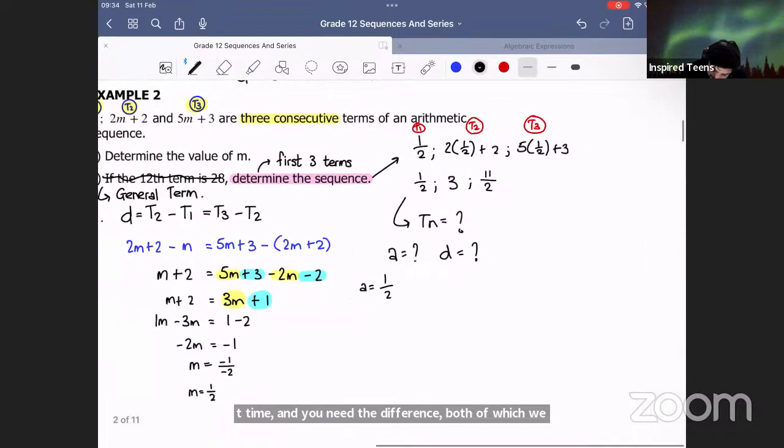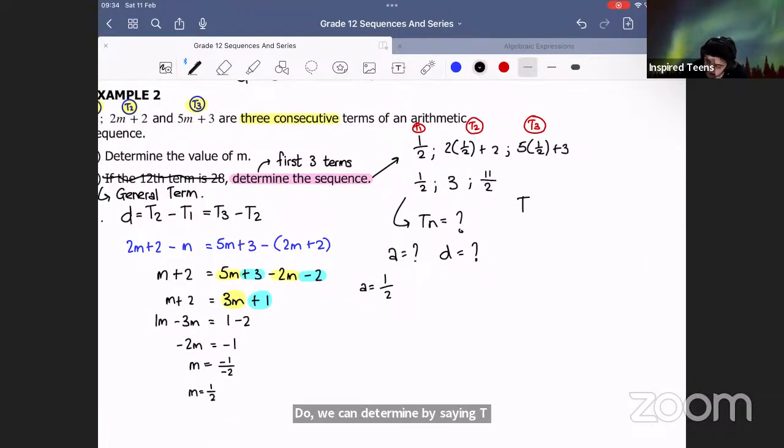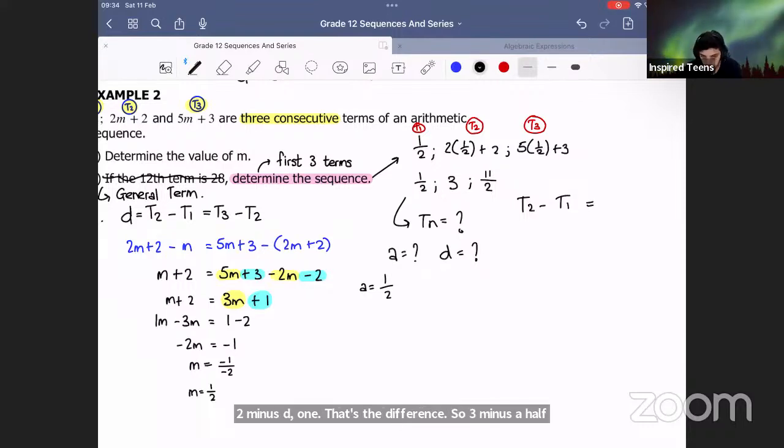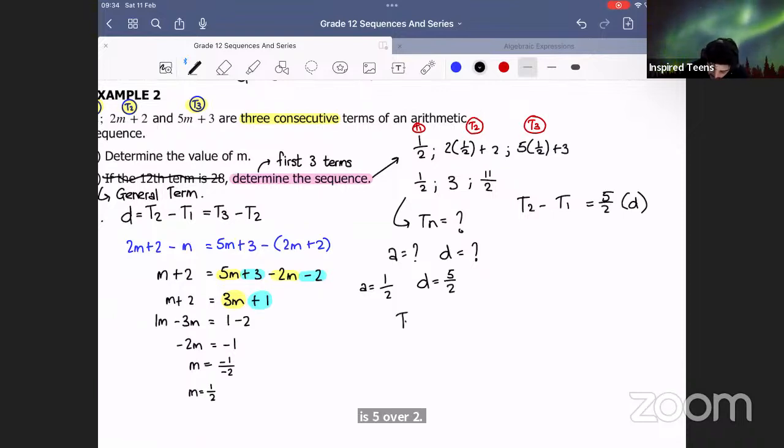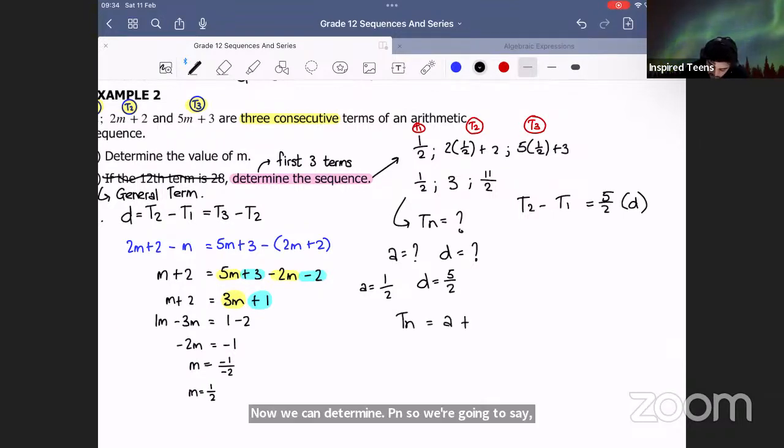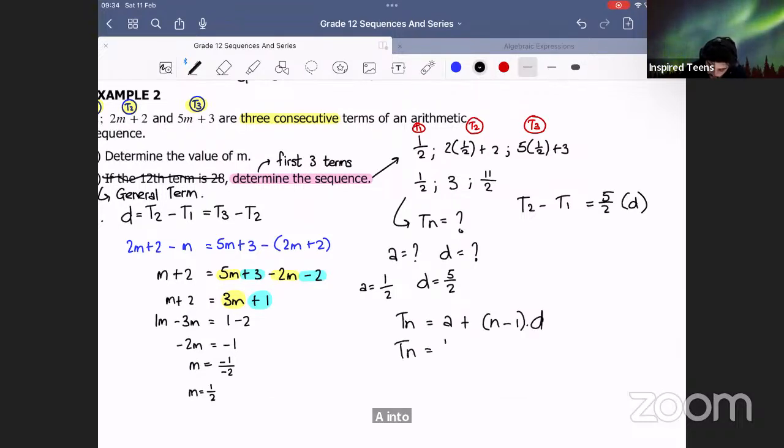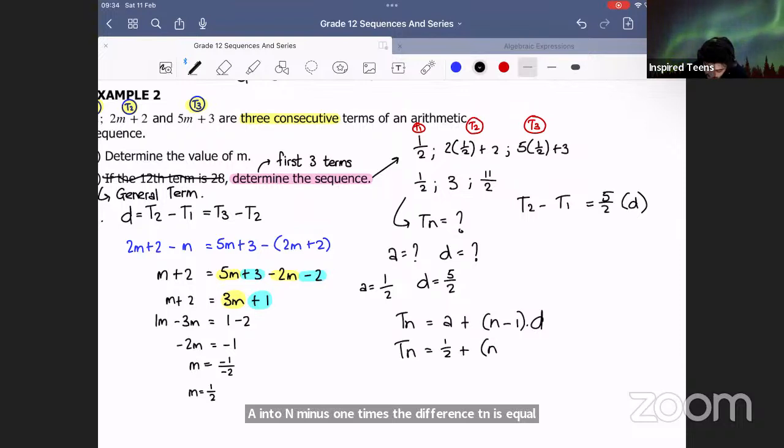D we can determine by saying T2 minus T1. That's the difference. So 3 minus a half, essentially, we get 2.5 or 5/2. So the difference is 5/2. Now we can determine Tn. Tn is the general term: A plus n minus 1 times the difference. Tn is equal to 1/2 plus n minus 1 times 5/2.